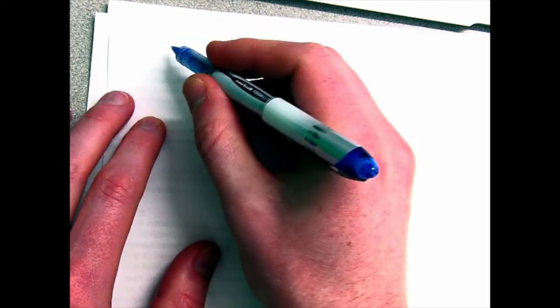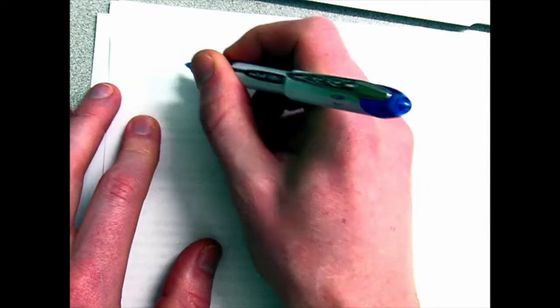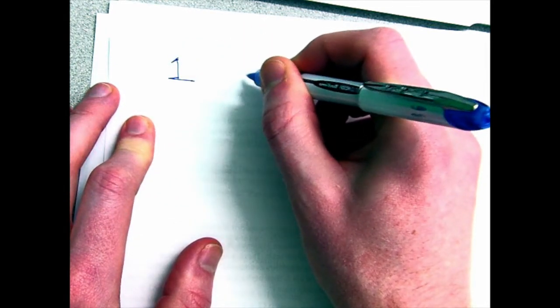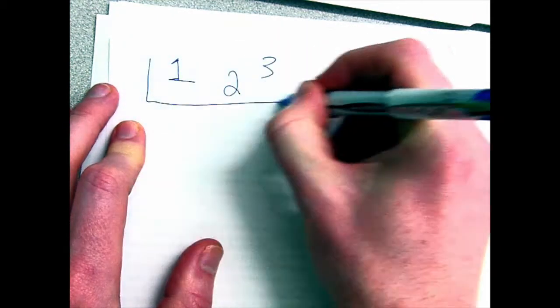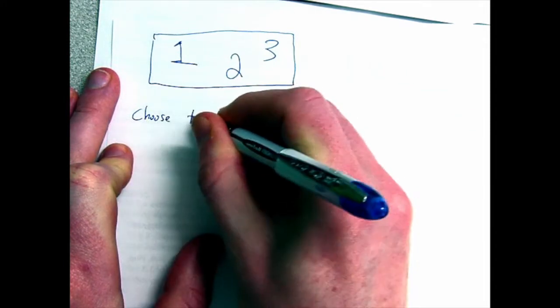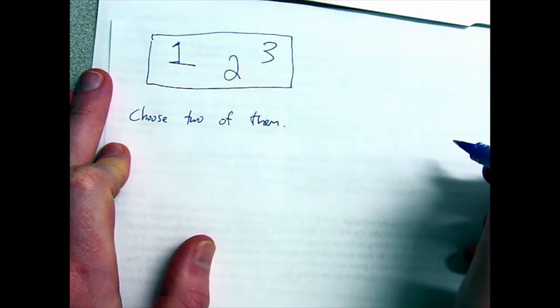Suppose you have 3 objects. I don't know what they are. They could be books, they could be students, they could be anything you want. But let's just say that we've got 3 objects: object 1, object 2, and object 3. Okay? So this is like the total collection of the objects that I have. And let's suppose that I just want to choose 2 of these objects. Okay? And the question is, how many ways can I choose 2 of them?